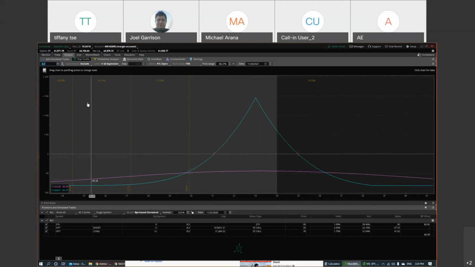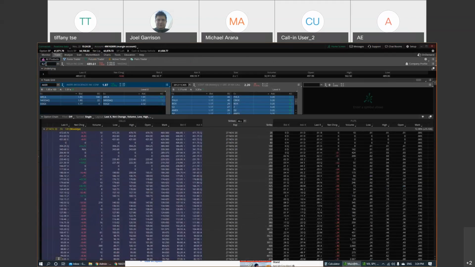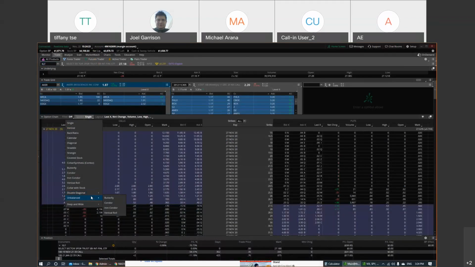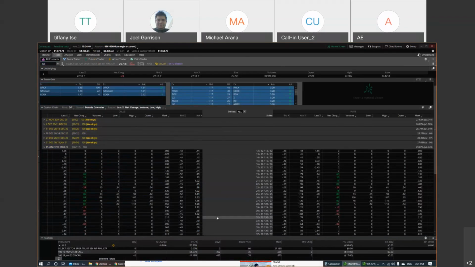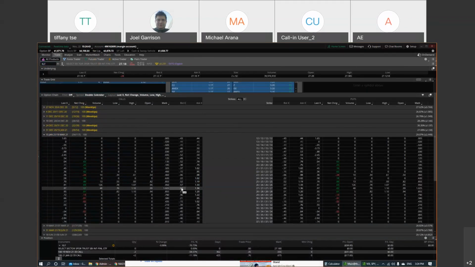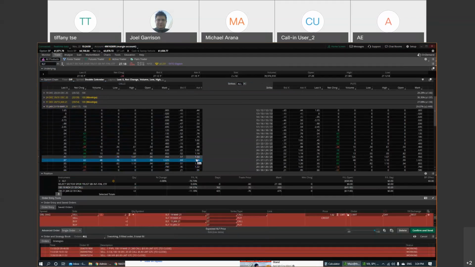What if we did a double calendar strike? We just go to XLF, and then we can look at double calendar. So double diagonal, do this. So double calendar. Basically, you can make your own. This is bearish. So we'll take a look at that.